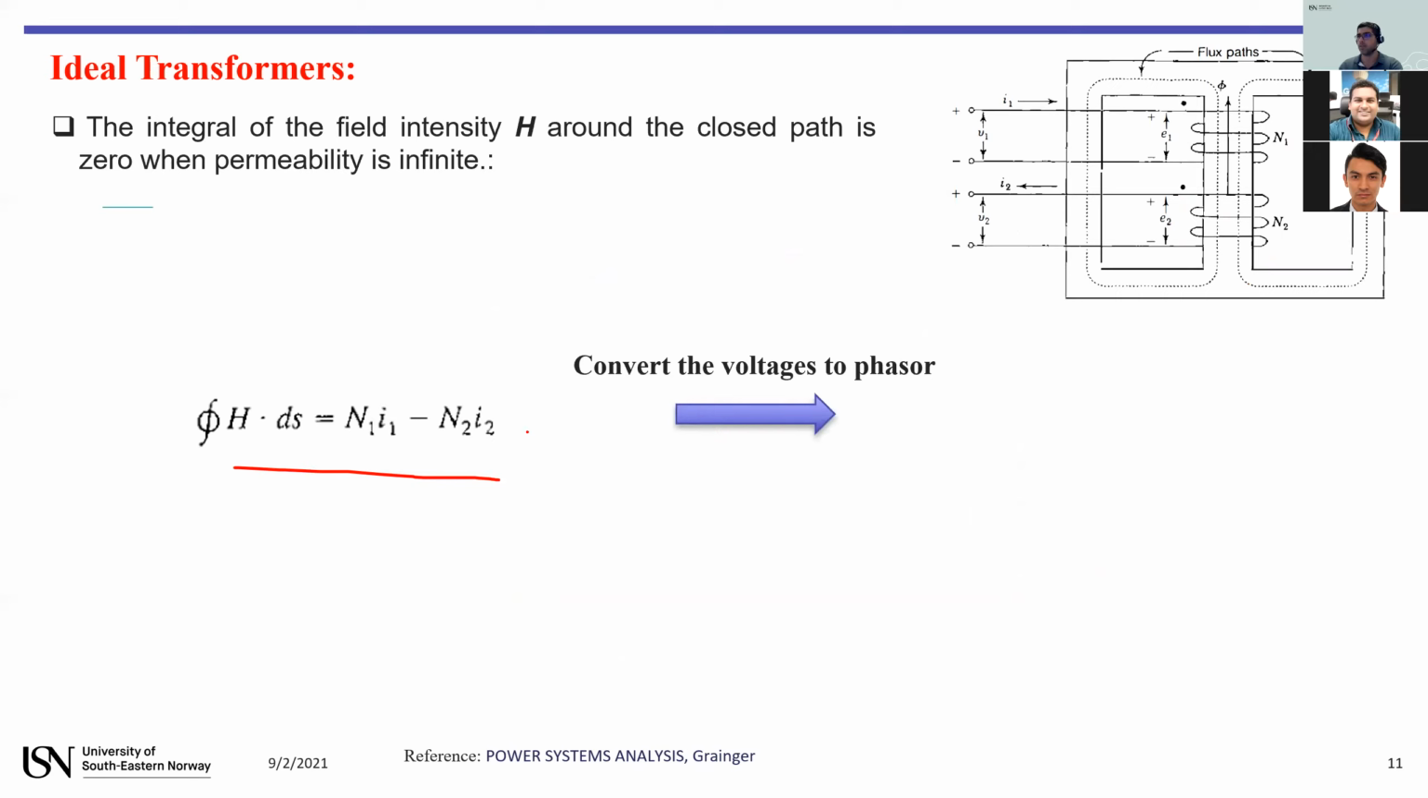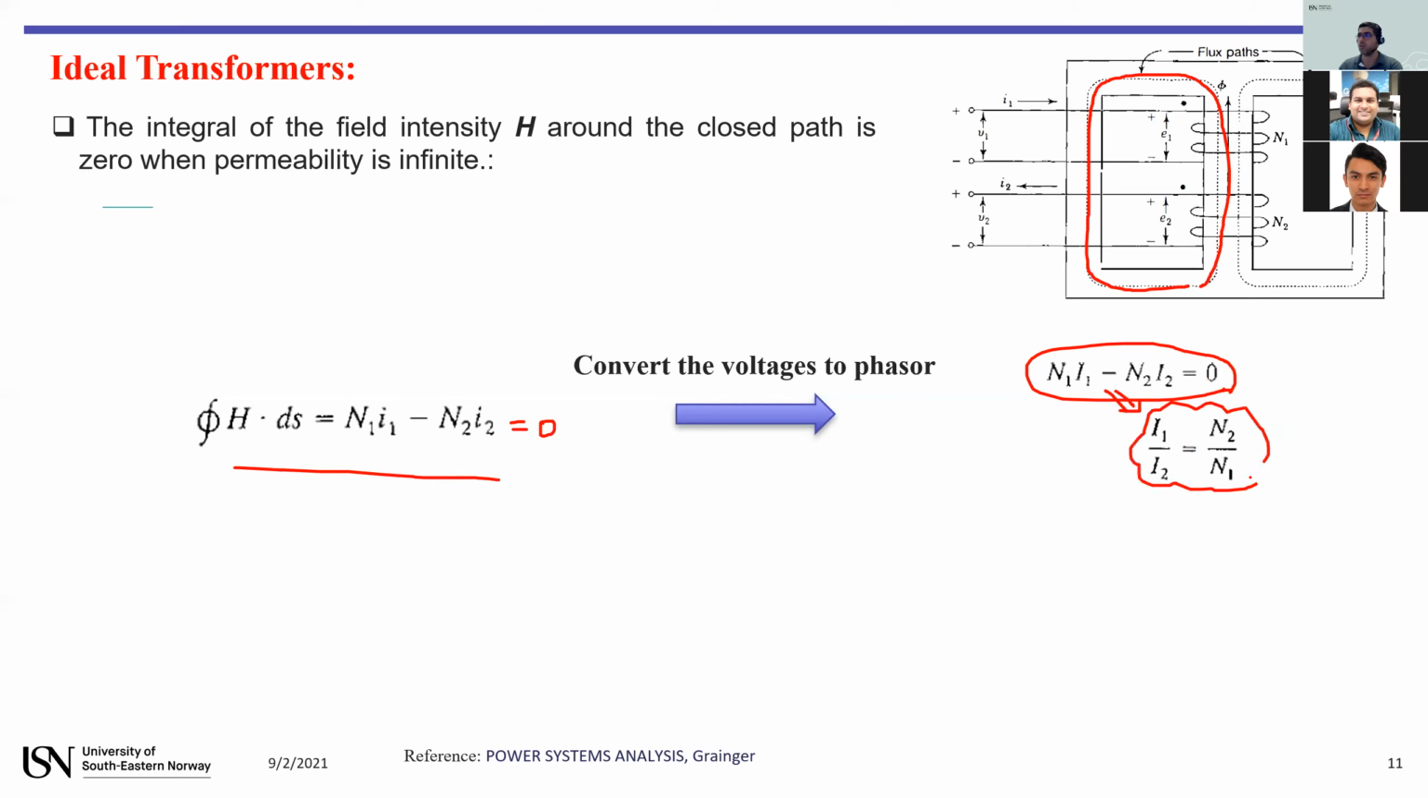However, we know that for every closed path, this expression is zero. So we can write this expression in the ideal transformer, where we have a closed path. Since we have a closed path and the permeability is infinity, we can write this equation. The right-hand side of the equation is zero. According to this expression, we can find the final expression.